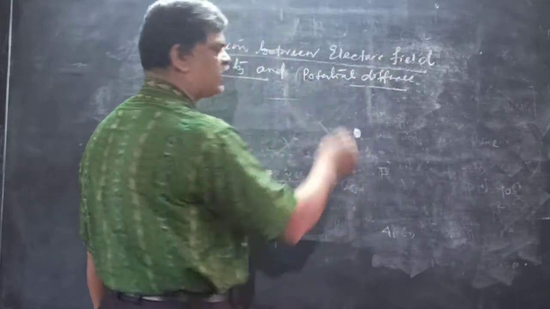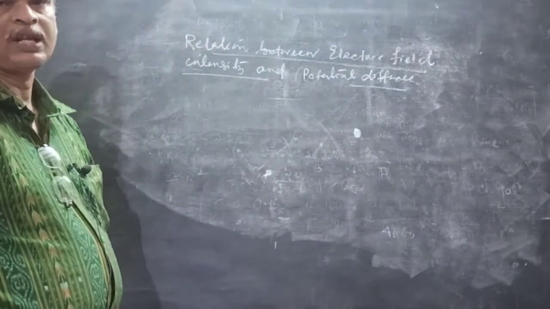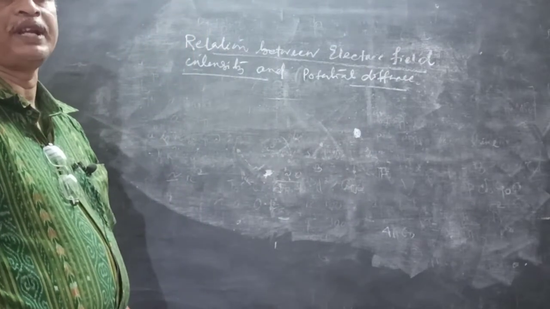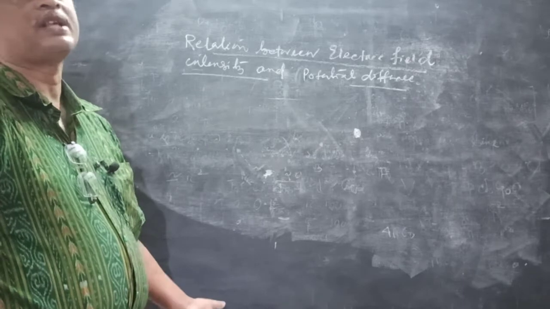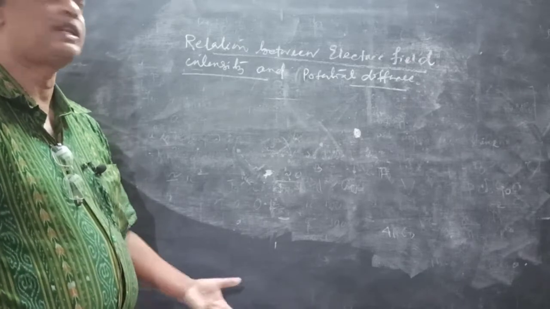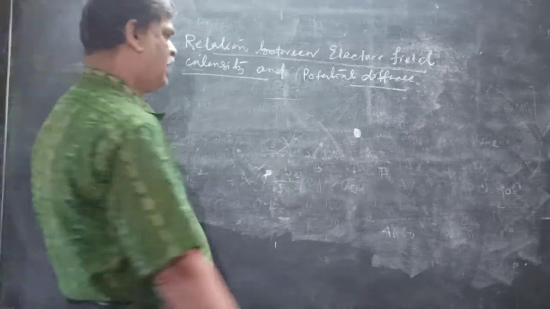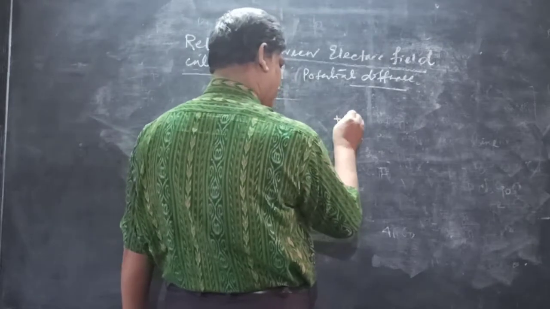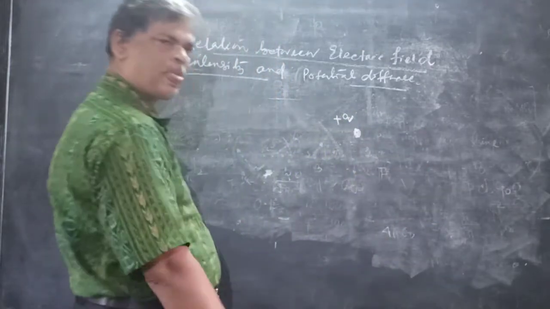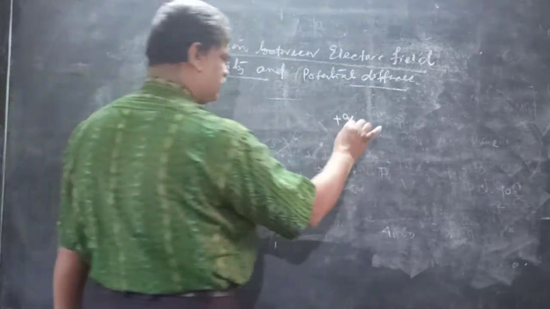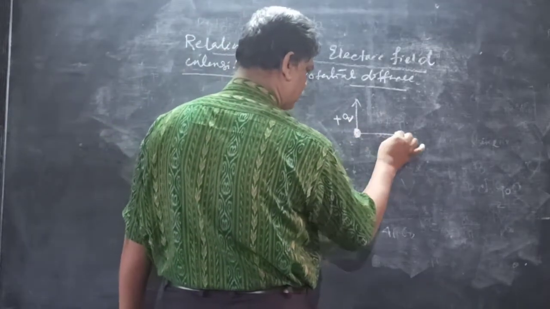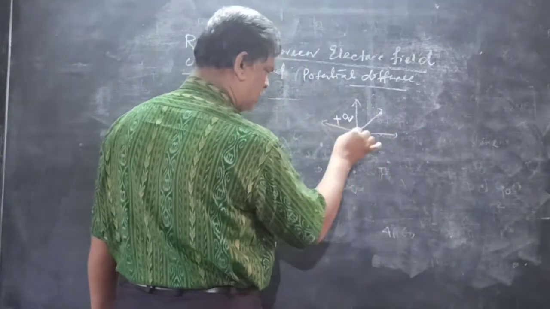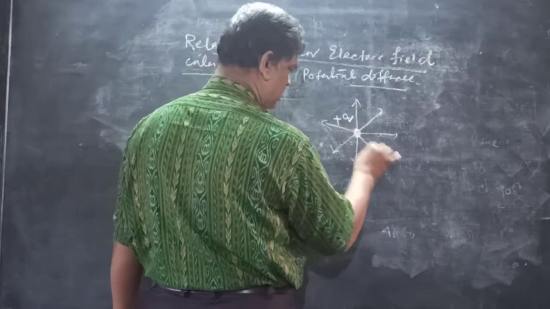To find the relation between electric field and potential, there must be a charge. Without a charge there is no field, and if there is no field there is no potential, no field intensity. So now we consider this is a source charge plus Q. If there is a source charge, then this is the field which is radially outward. These are the lines of force.